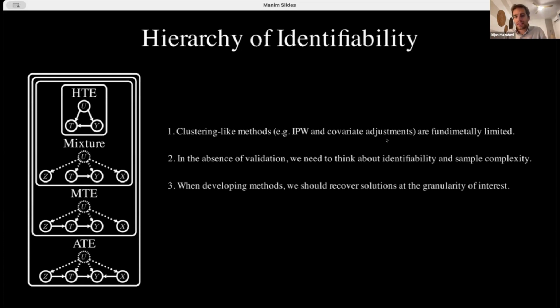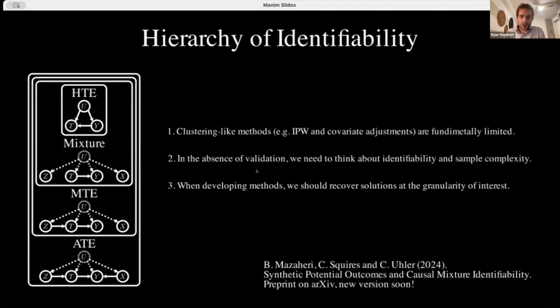Finally, when we're developing methods, we need to recover solutions at the granularity at which we care about the answers. So if we hit something with a hammer, then we're beholden to the requirements of that hammer. It makes for a nice clean paper, but it might not be as efficient as trying to solve the actual problem at hand.